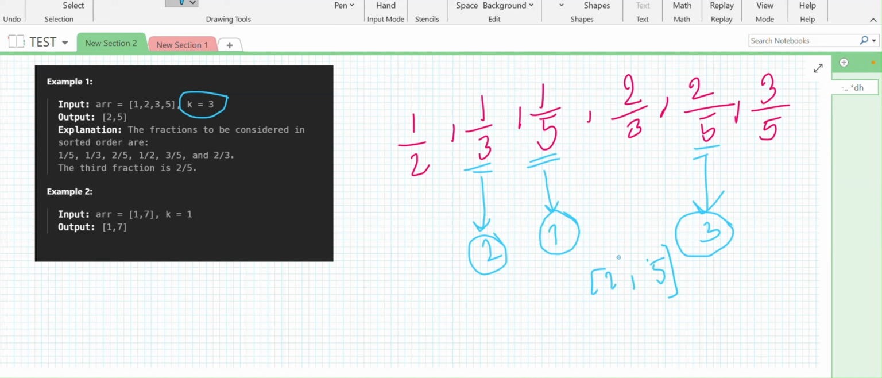That means we have to return the values which result in the kth smallest prime fraction. For that case, 2 by 5 gives me the third smallest prime fraction. So that's why we have to return 2 by 5.